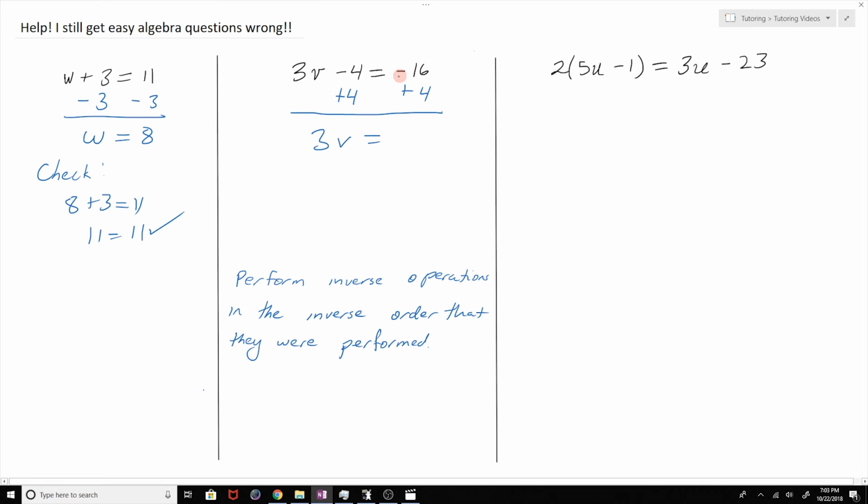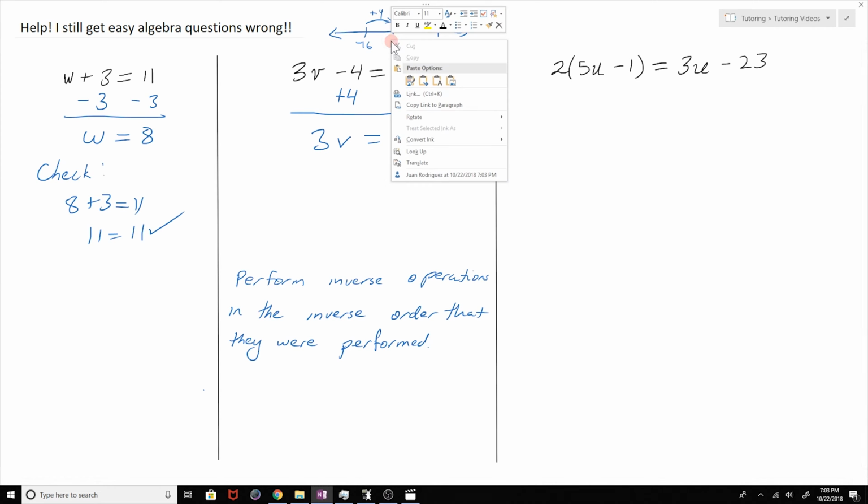3V equals negative 16 plus 4. So this is materially new to you based on what we just did here. So this is the advice that I give you. Here's a 0, here's a negative 16. We're adding 4, so we go in this direction, plus 4, and you get negative 12.